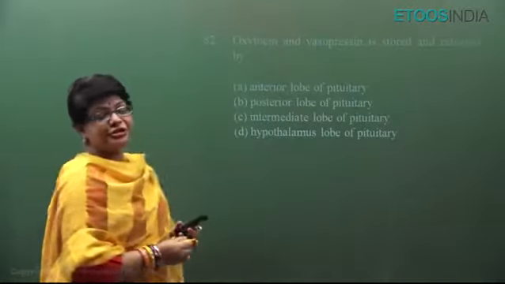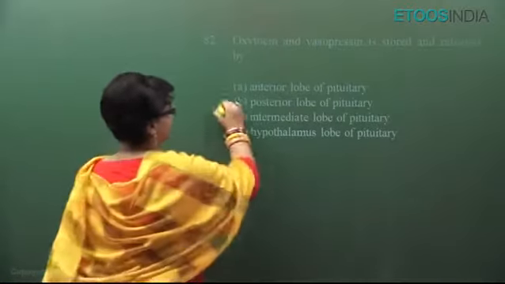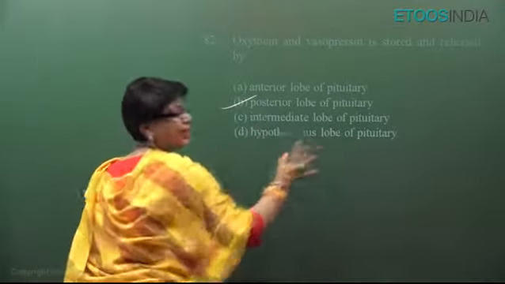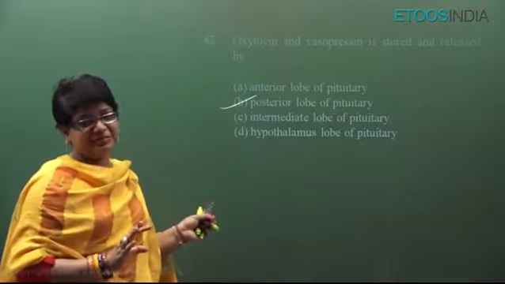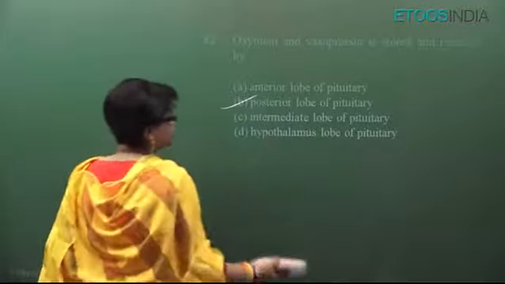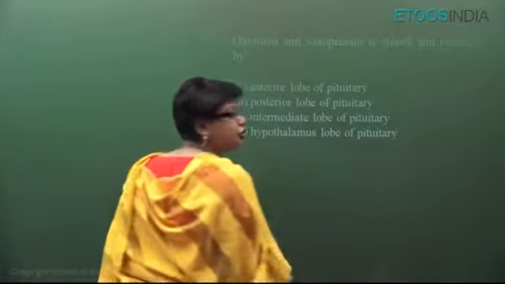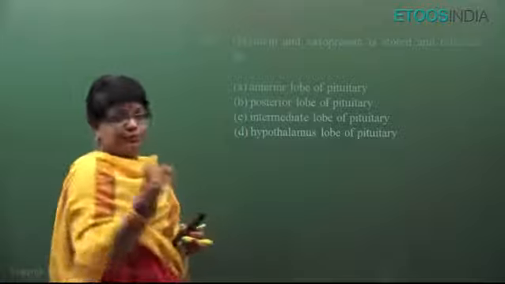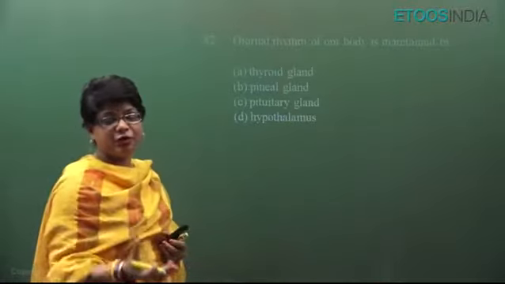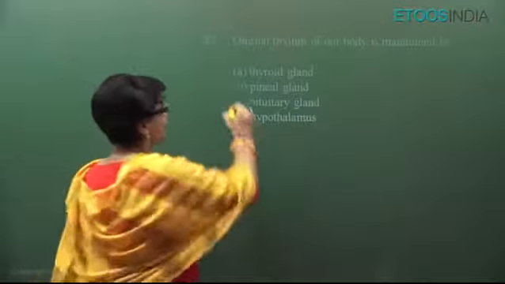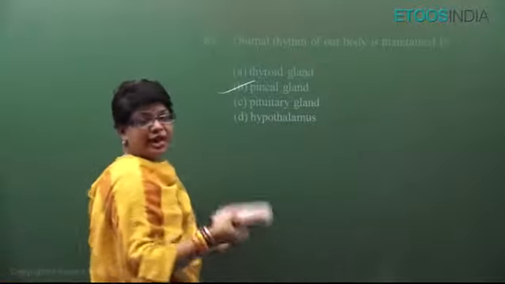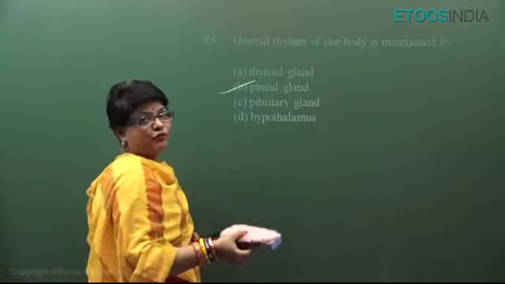Now oxytocin and vasopressin are stored and released by the posterior lobe. They are produced by the hypothalamus, there is no lobe of the hypothalamus, and pituitary. They are produced in the hypothalamus of the brain but stored and released by the posterior pituitary or neurohypophysis. Pituitary is called hypophysis. Now the diurnal rhythm of the body, the 24-hour biological clock, is maintained by the melatonin hormone, which is produced by the pineal gland. It is an ectodermal gland present in the epithalamus of the brain.